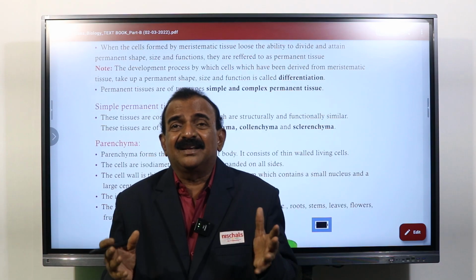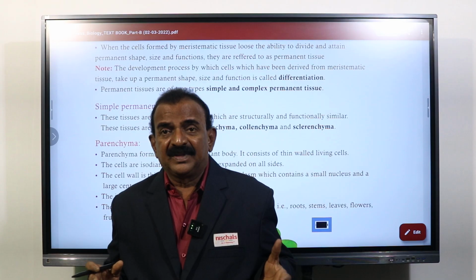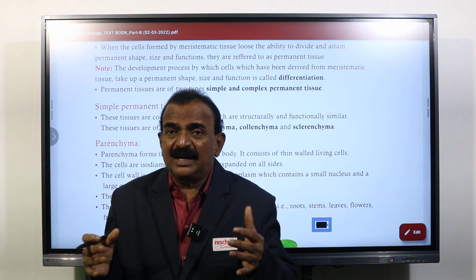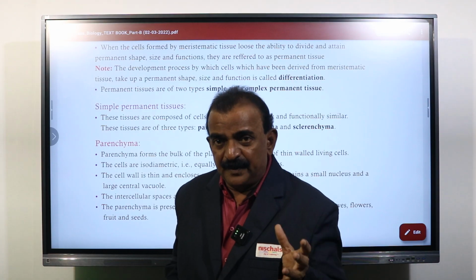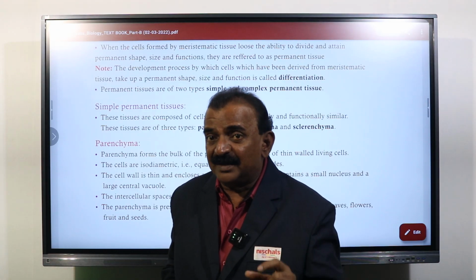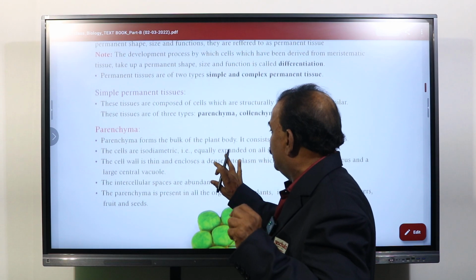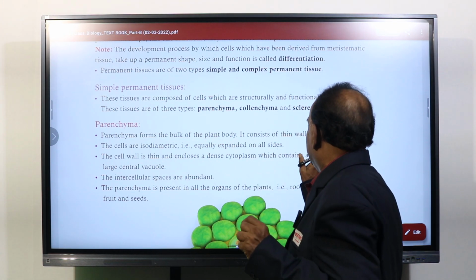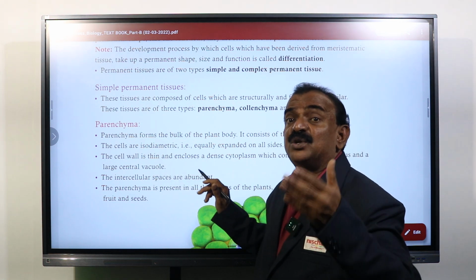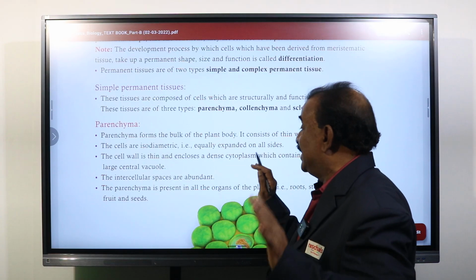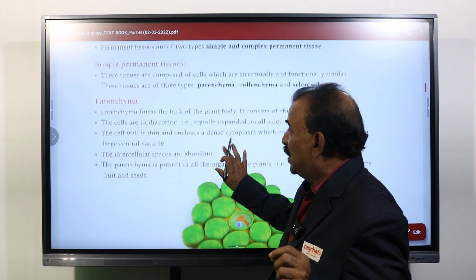So we are eating vegetables, for example potato, carrot, beetroot. So all these are plant bodies, and there you see the storage of food, and that tissue is nothing but parenchyma tissue. So here parenchyma forms the bulk of the plant body. It consists of thin walled living cells, and these cells are isodiametric and equally expanded on all sides. And here the cell wall is thin.